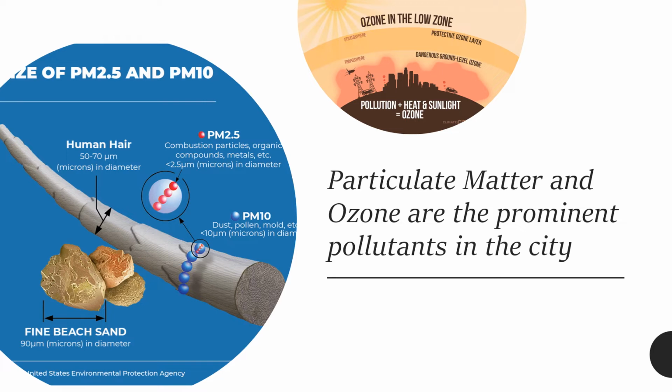Ozone pollution occurs when chemical emissions from various sources interact with heat and sunlight, which results in a ground level blanket that traps heat and other pollutants.